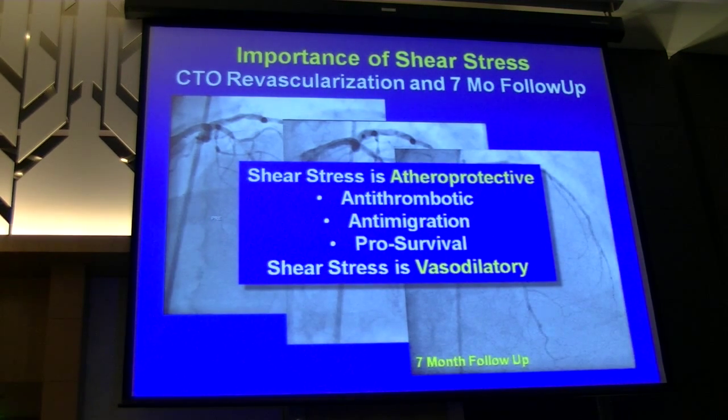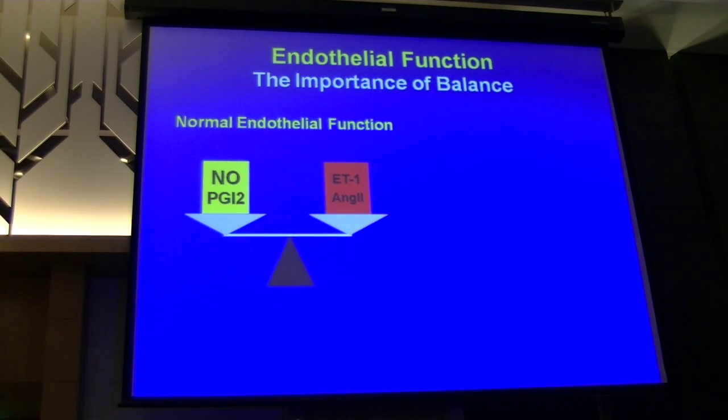And that has to do with the shear stress imparted on this vessel. So before the CTO intervention, there were no shear forces in the vessel, so it was small and diseased looking. But after 7 months of normal flow through the vessel, the blood vessel perked up and it looked normal. So the shear stress in this case was protective but also vasodilatory. So the shear forces help heal the blood vessel. And how do you do that? Endothelium is central to that.